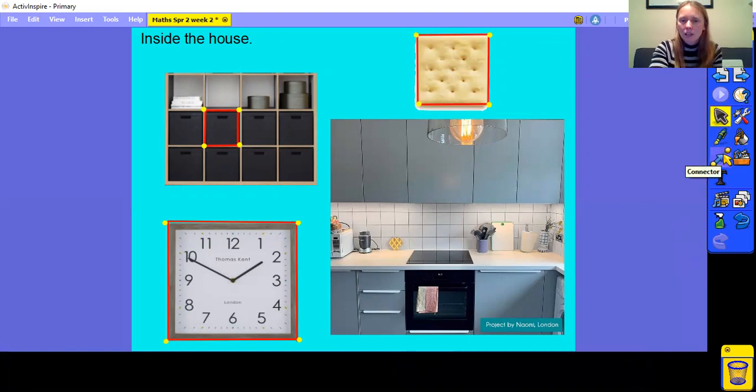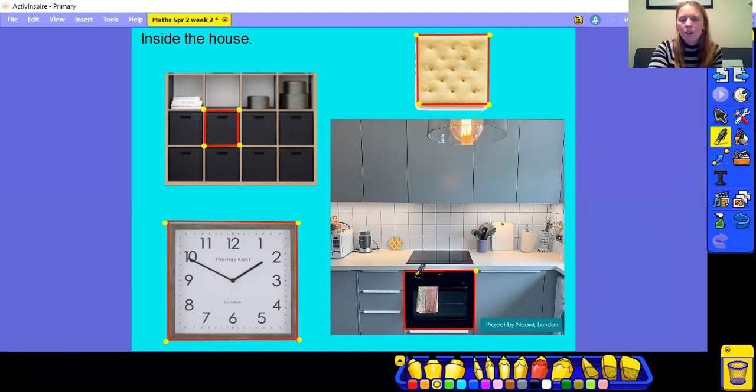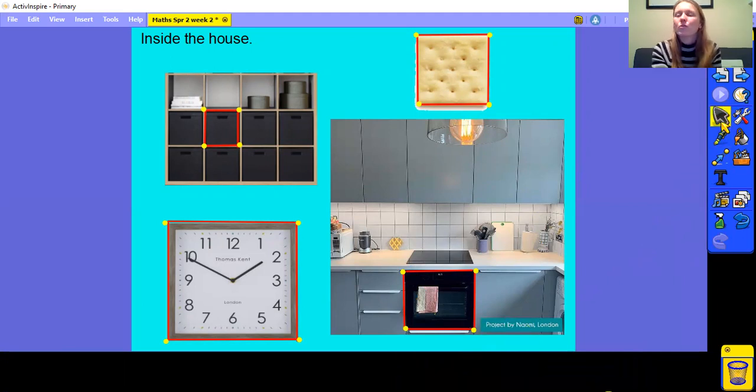Let's have a look. What about the oven? The oven has 1, 2, 3, 4 equal sides. And it also has 1, 2, 3, 4 corners. I wonder if you spotted any other shapes in that picture. I can see that the cupboards at the top have 2 long sides, 2 short sides, and 4 corners. They are rectangles. Well done if you spotted them.